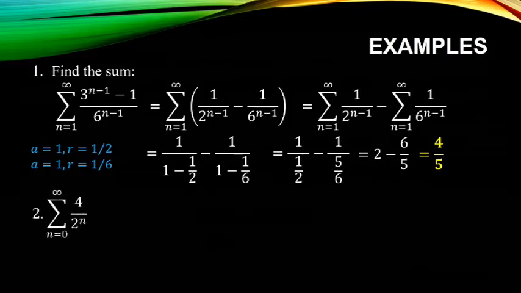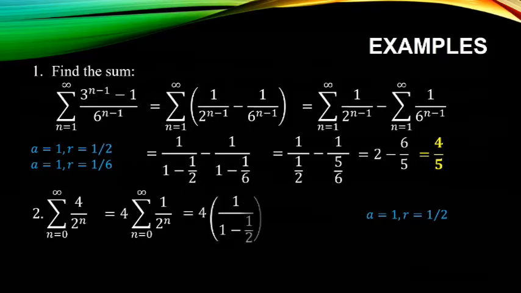Number 2, find the sum of the series 4 over 2 raised to n as n starts from 0 to infinity. This is equal to 4, which is a constant multiple. So nilabas na natin. And we have the series of 1 over 2 raised to n na lang. Then this is actually a geometric series with a is equal to 1 and r is equal to 1/2.